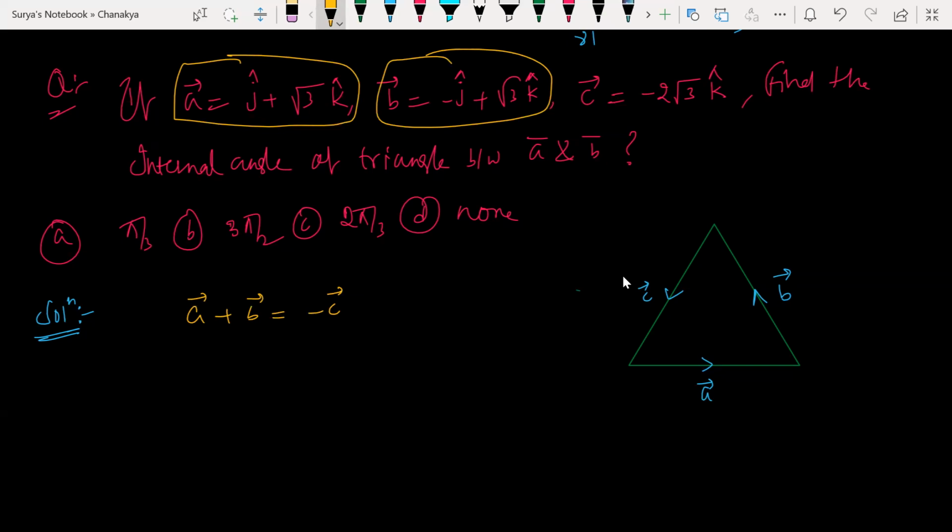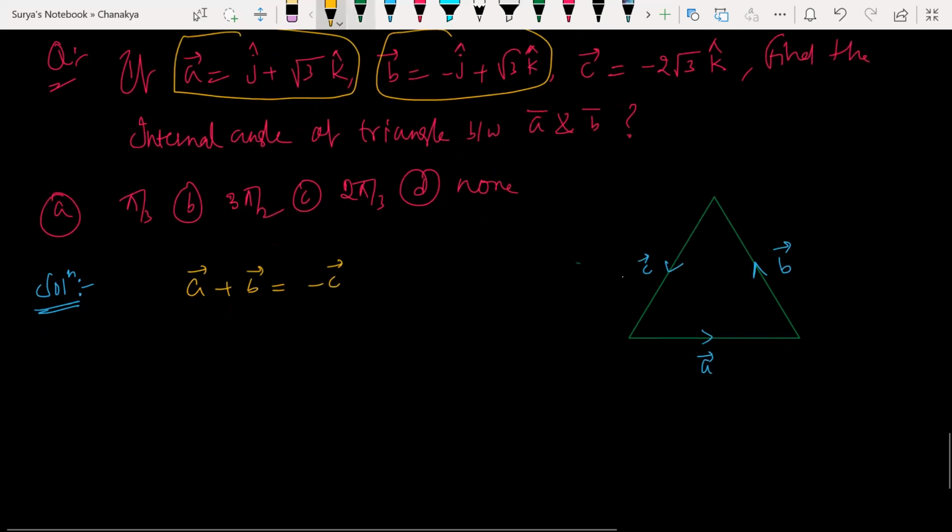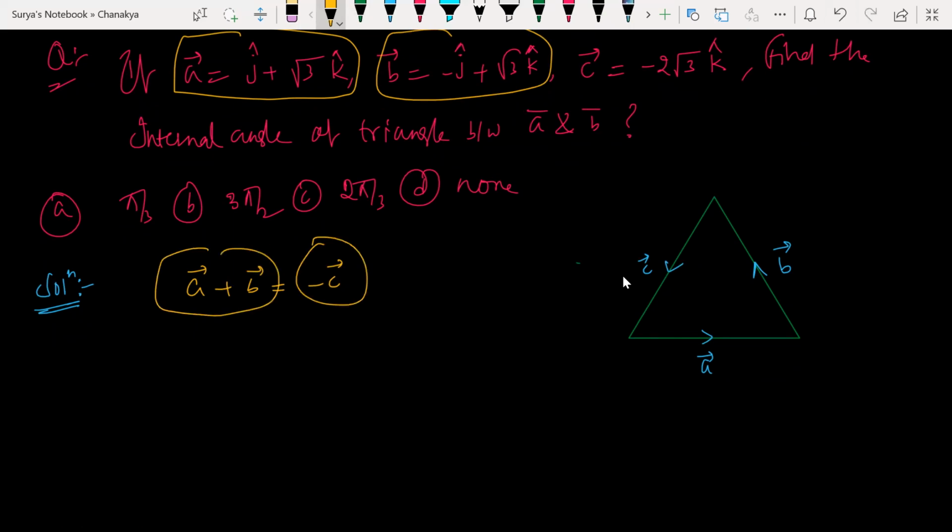Guys, look at this here. Sir, then why did you take all of them in the same direction? Look at this, A, B, C are in the same direction. Why did you take them in the same direction? You are saying that A plus B is equal to negative of C, right? Then why can't you take C in the opposite direction?